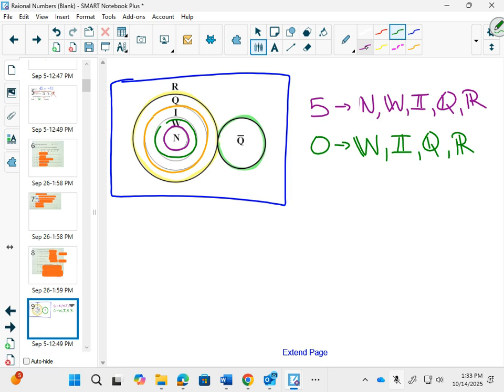An integer, the orange one. If I pick something that's just in the orange bucket, that would be like -7. -7 isn't a whole number. It's not a counting number. Never met someone with -7 fingers. Okay? It is the first one that is an integer. If it's an integer, it's also in the yellow, and it's obviously a real number.